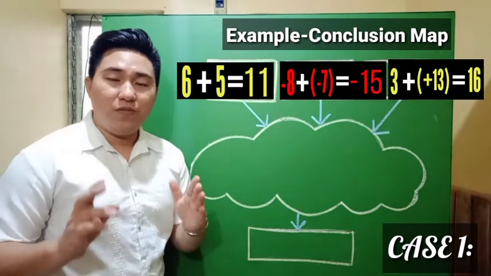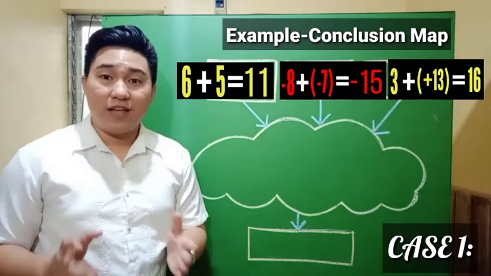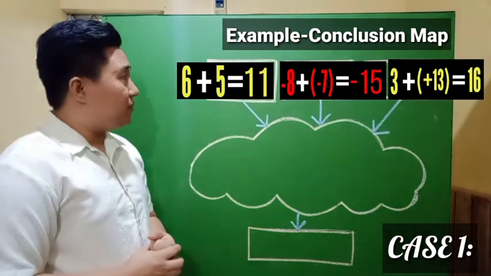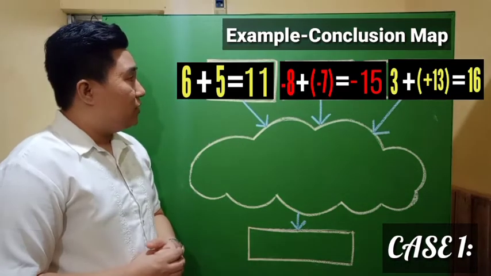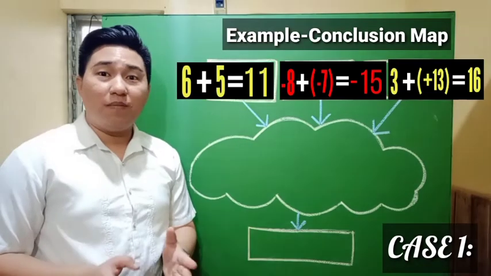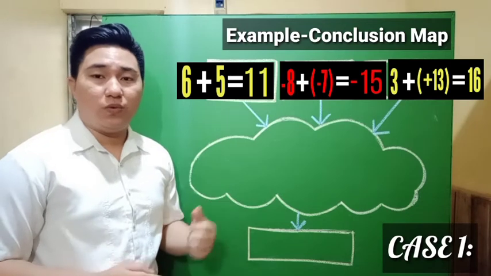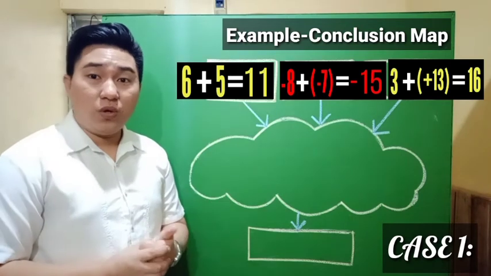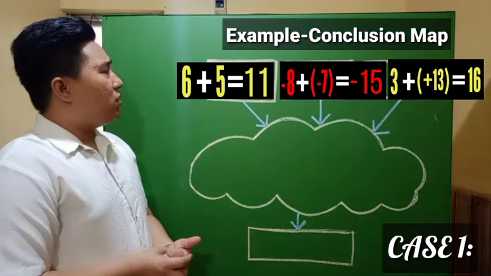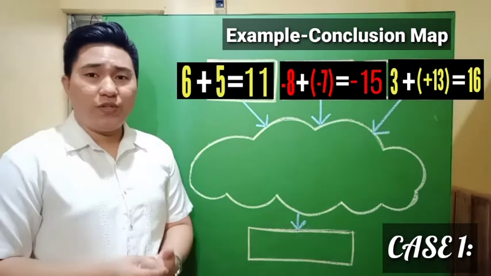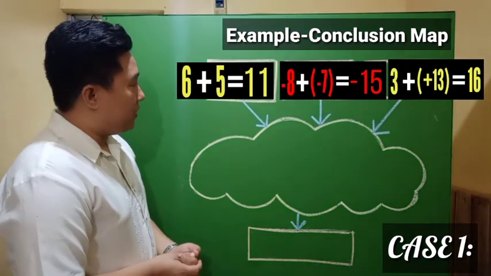Okay, so observation number 1, the numbers being added here have the same sign. Then how about the result? How do we get the result for each example? Of course, we get the sum, or we add the two numbers. That's why we arrive at the result. So observation number 2, the result is the sum of the two numbers. Then how about the sign for each result? For example 1, we have here a positive.